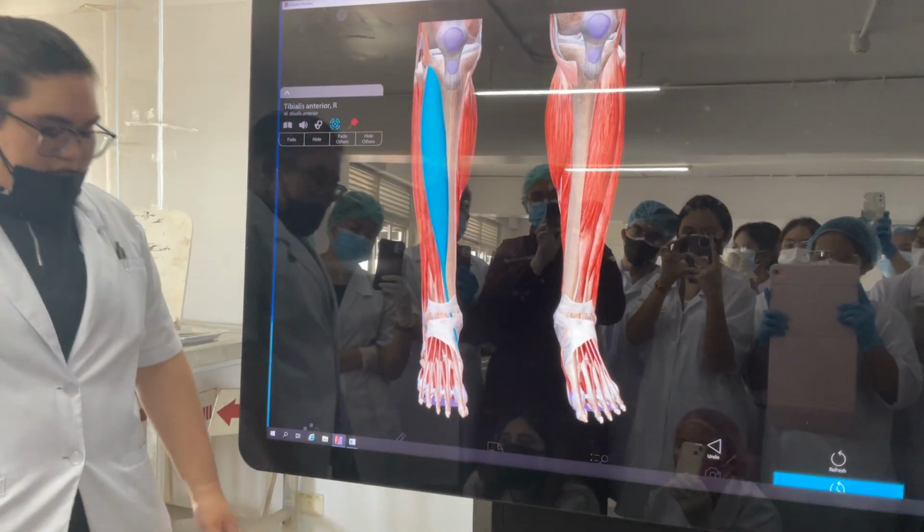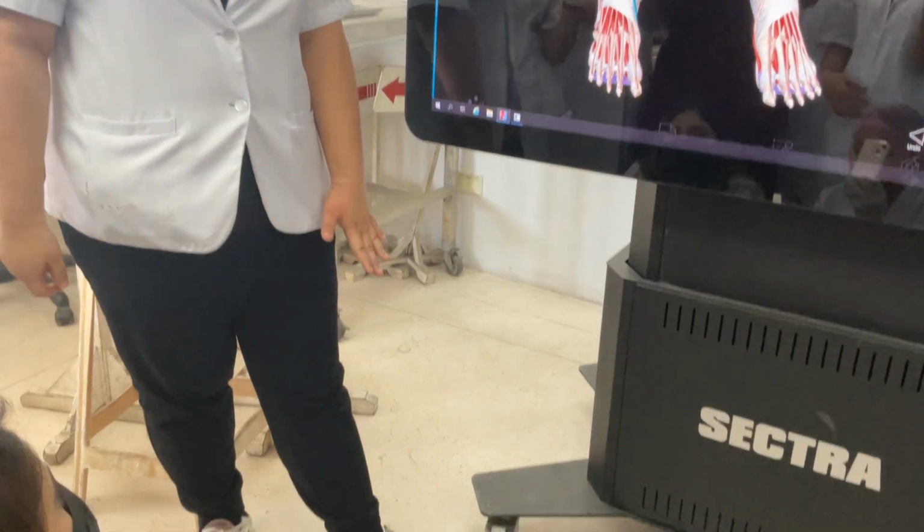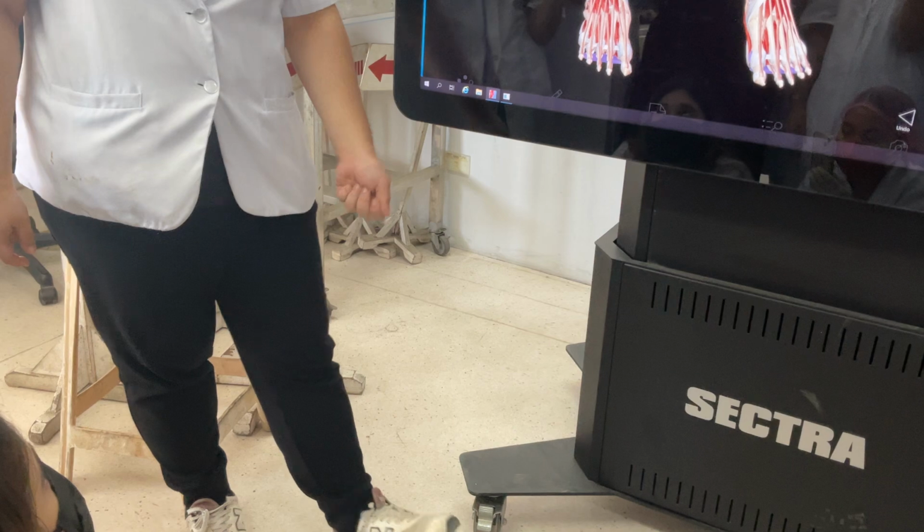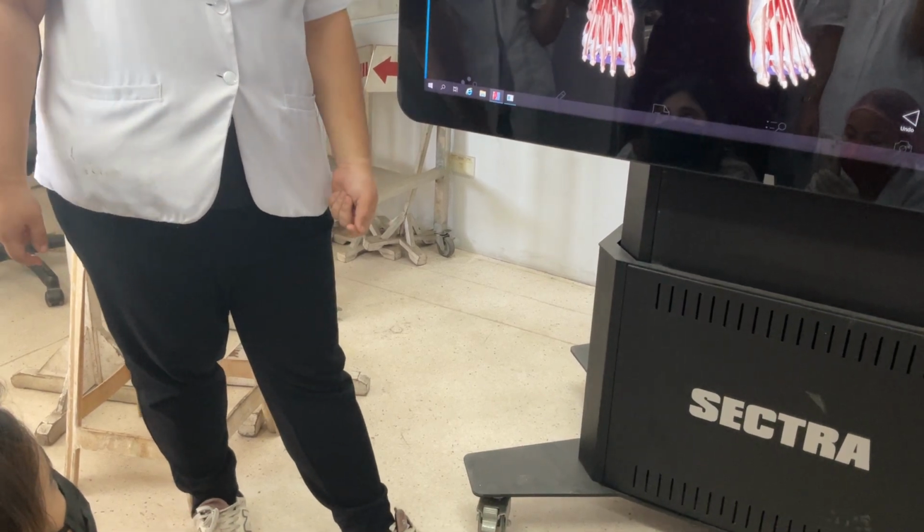This time, analysis. It's at the anterior portion of your lower leg. What do you think is its action for your ankle joint? It will extend. Extend, or what do you call this action?